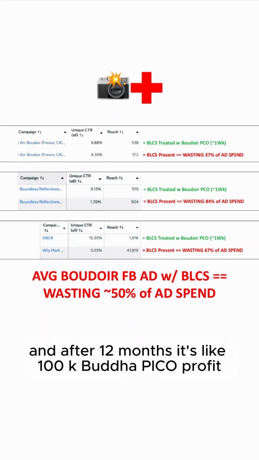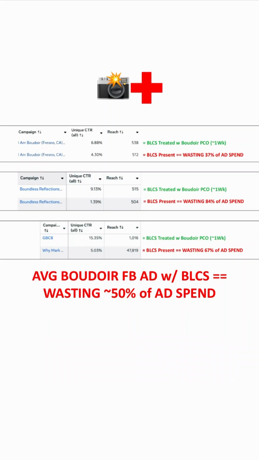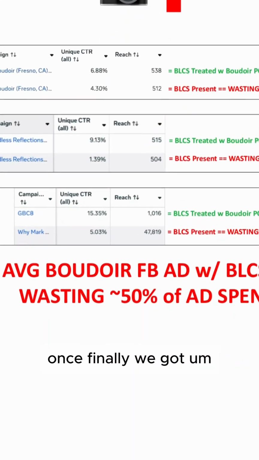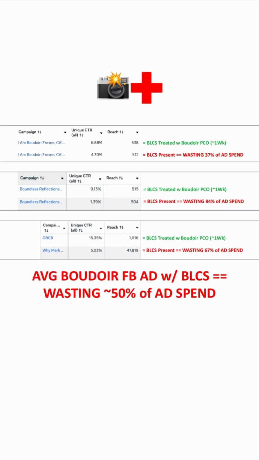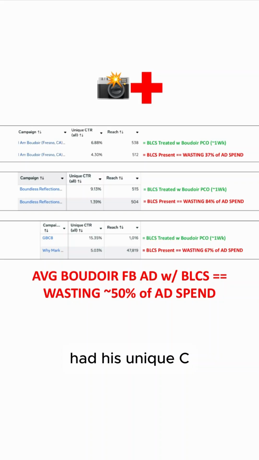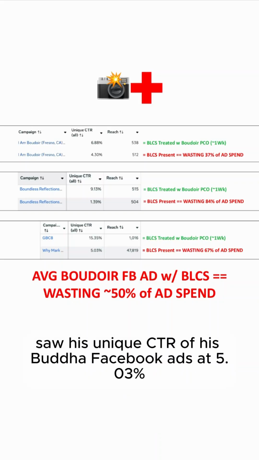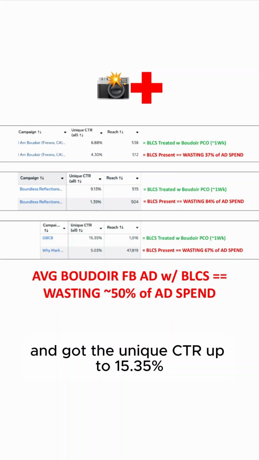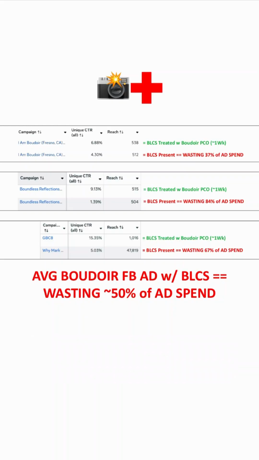And after 12 months, it's like 100K Boudoir Pico profit, literally by simply having Boudoir Pico treatment once. Finally, we had a patient come in at my hospital who saw his unique CTR of his Boudoir Facebook ad was 5.03%. So we treated it with Boudoir Pico. It took about a week, and we got the unique CTR up to 15.35%. And we saw that the original was wasting 67% of ad spend.